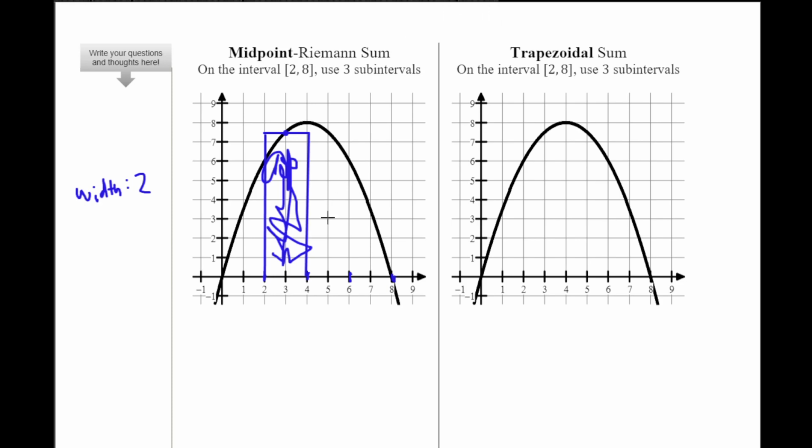Now, from rectangle 4 to 6, the midpoint is right there. Looks roughly the same height. And that's a rectangle for the second one. Now from 6 to 8, you start at the midpoint 7, you go up wherever that is on the graph, and then you draw your rectangle with that as the height.